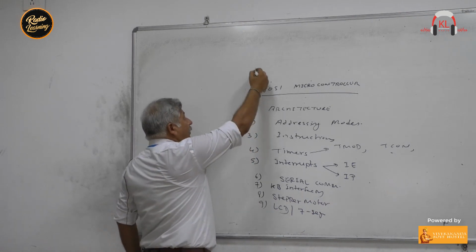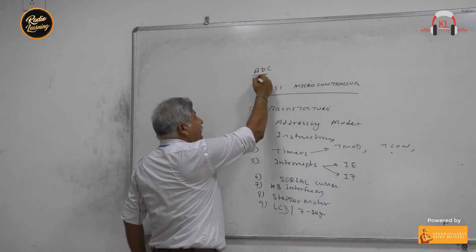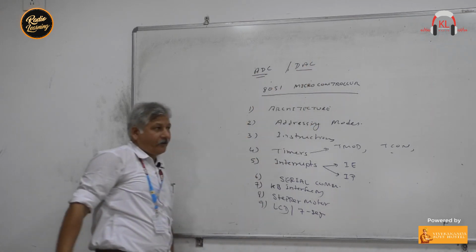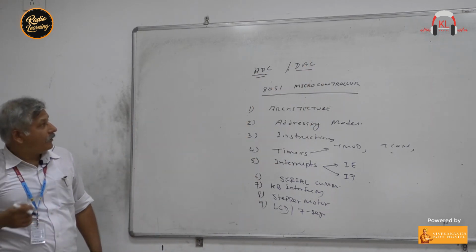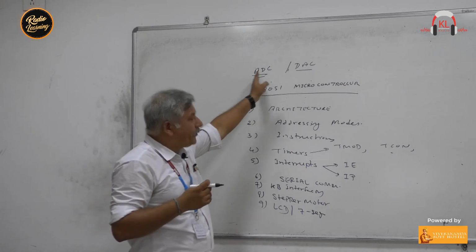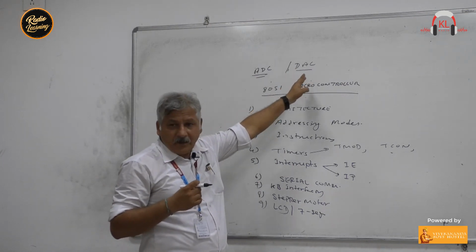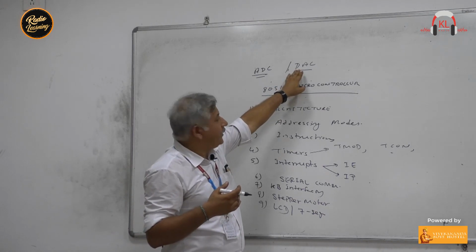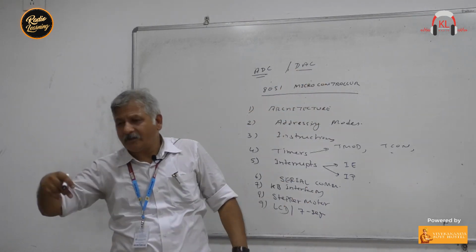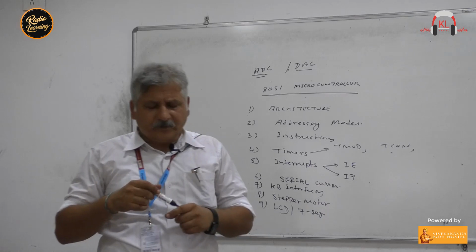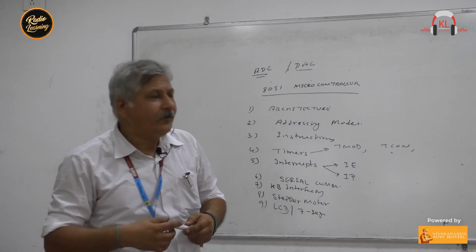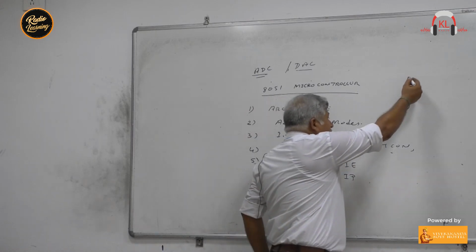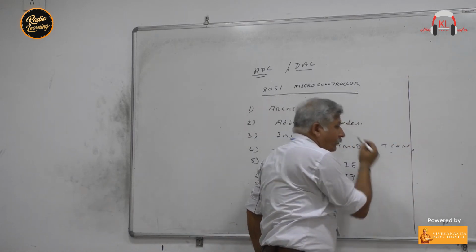Then ADC, analog to digital converter. Then DAC, digital to analog converter. What are the basic pins of these devices, and how to write the program for DAC to generate a triangular wave, a sawtooth wave, a square wave. These types of small programs also you can study. Now, this is about the microcontroller.